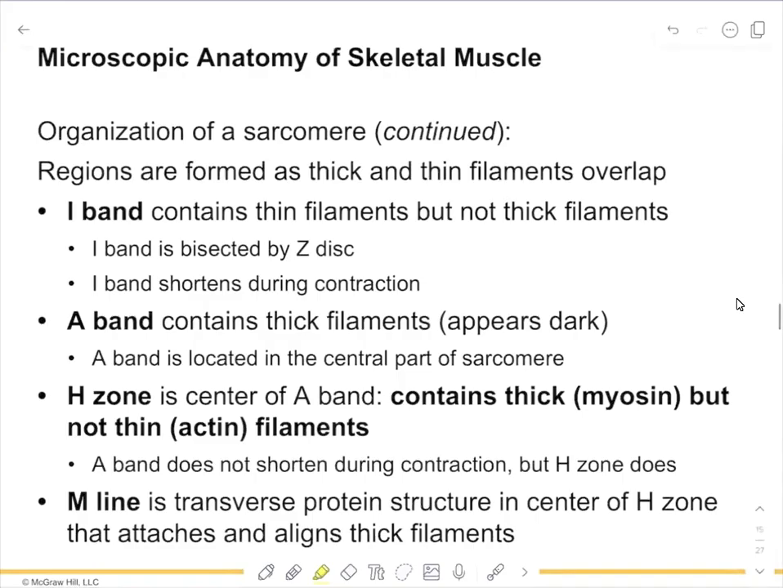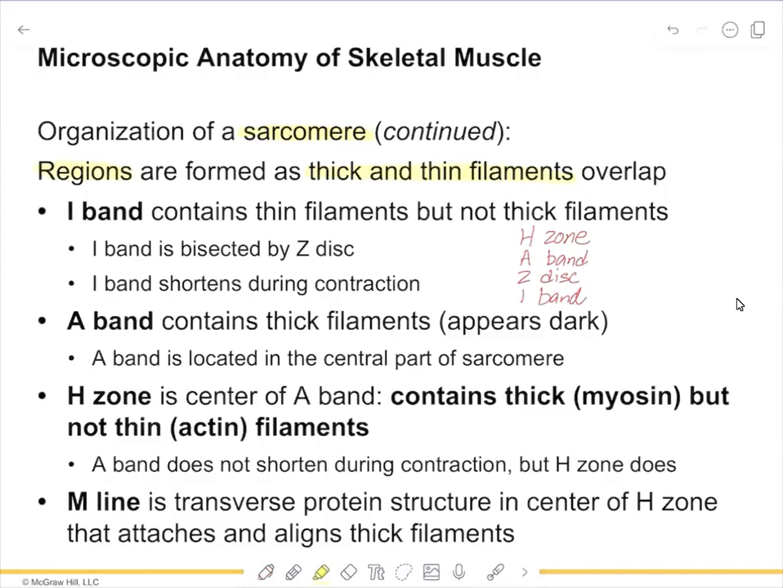So the microscopic anatomy of the sarcomere has very specific regions, which we actually see under the microscope. Those regions are going to be the thick and thin filaments, and it's important that you know these four regions. A little memory trick to remember these is the mnemonic HAZY, and this will help you remember that the H zone is in the A band, and the Z disc is in the I band.